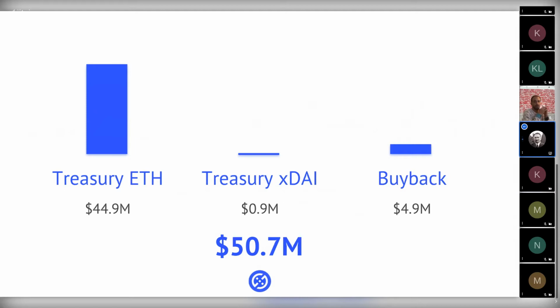We have the Ether Treasury, which is the DXdao main address, which had a value of about 44.9 million at the end of the quarter. We have the DXdao Treasury, which held a total of just below 1 million. And then we also have the buyback address, where there's just about $5 million. So we finished Q1 with a total of $50.7 million.